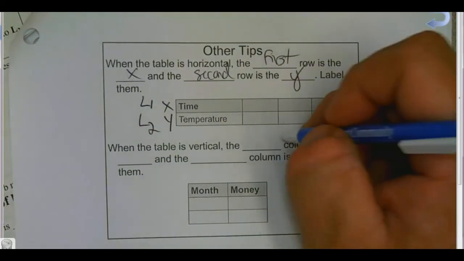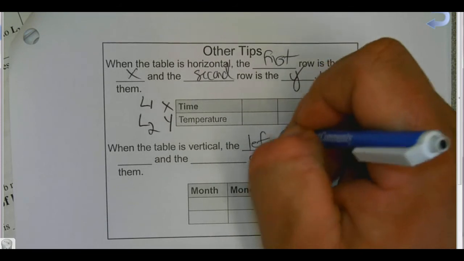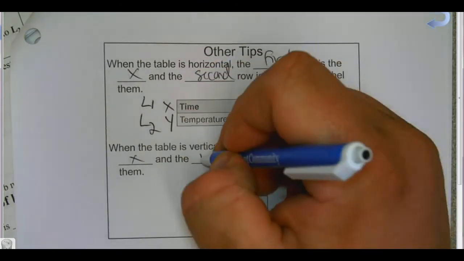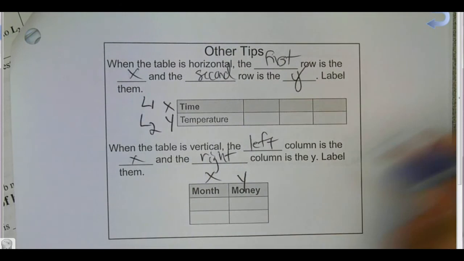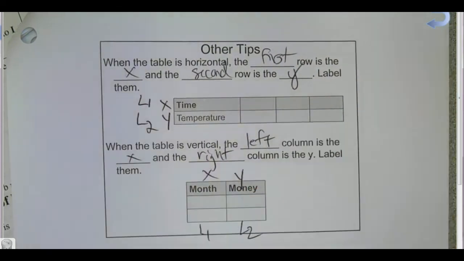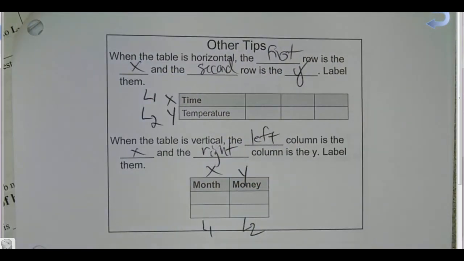When the table is vertical, the left column is the x and the right column is the y. And so it helps if you label them. You could also label them L1 and L2 to make sure you keep it straight. The one thing that I want you to notice is that the x is always going to be a time-related thing, okay? And if you've done biology or earth science or even 8th grade science, the time was always on the x.